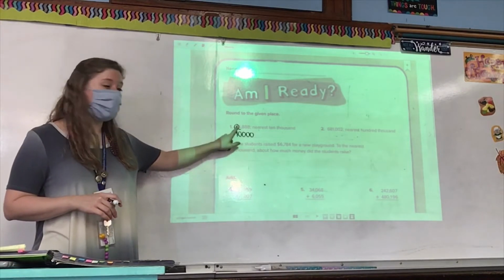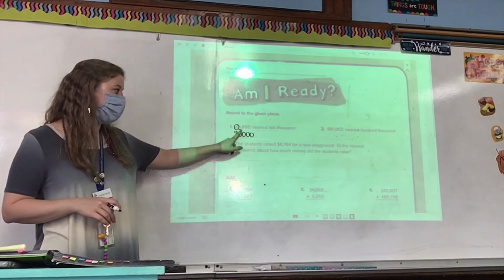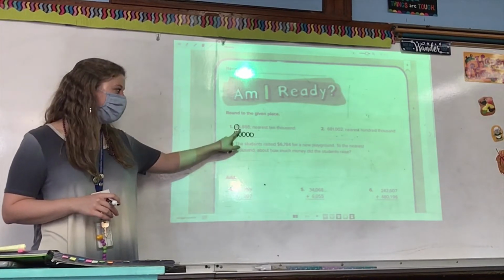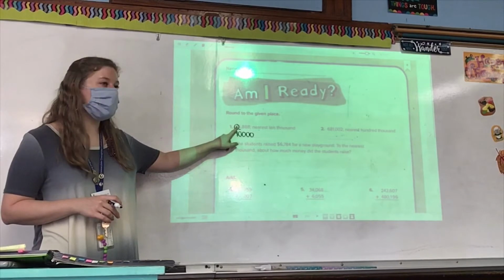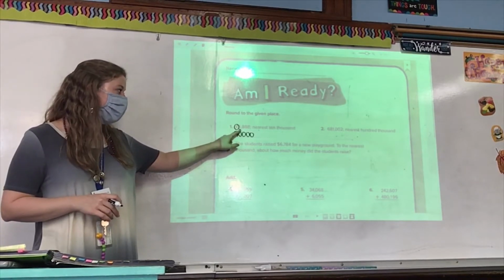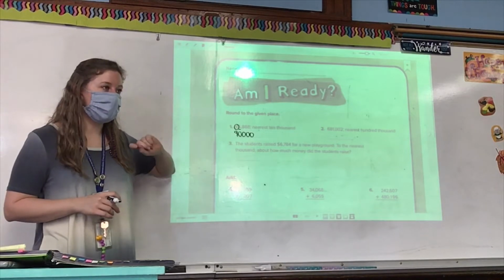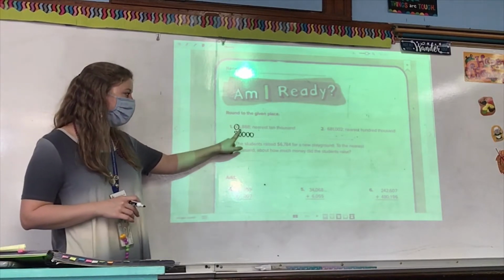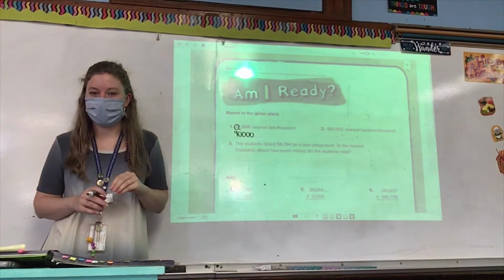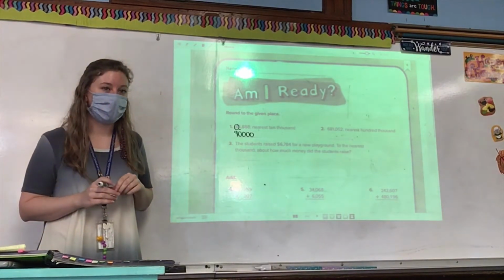Step 1 is circle the digit in the place to be rounded. Step 2 is to underline the digit to the right. Step 3, if the underlined digit is 4 or less, add 0 to the circle digit. If the underlined digit is 5 or more, add 1 to the circle digit. Step 4 is all digits after the circle digit become zeros. Step 5, which we don't always have to do, is what?